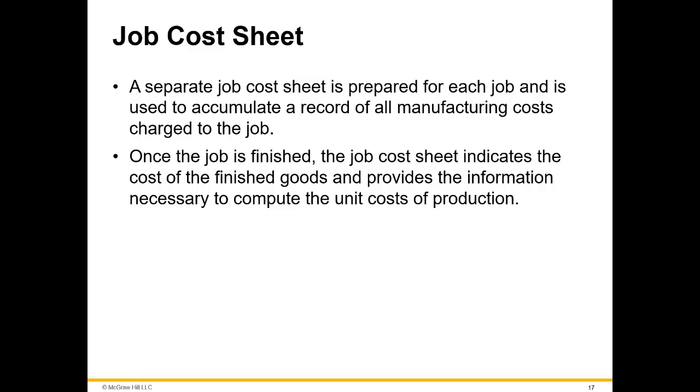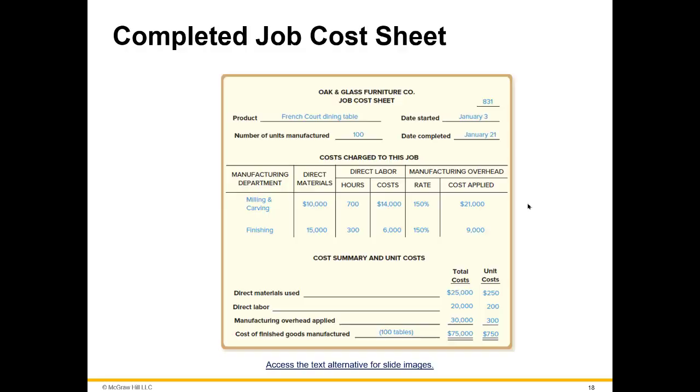But let's talk for a minute about a job cost sheet. Now, these are typically going to be done by computer, but we like to show what a job cost sheet looks like, because a job cost sheet will tell us what the cost of the finished goods are and help us compute the unit costs of production. So we're able to do that. So here is the completed job sheet. And so we can see what that looks like for a French dining table made by Oak and Glass Furniture.